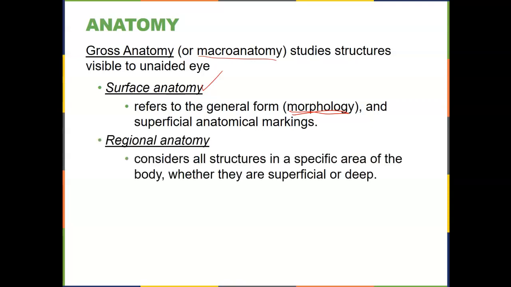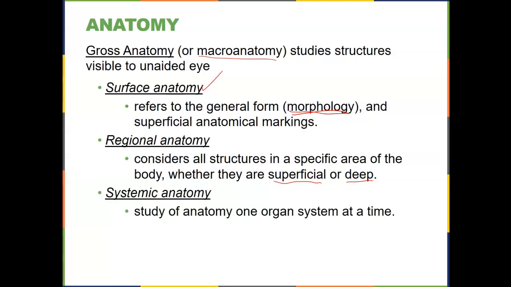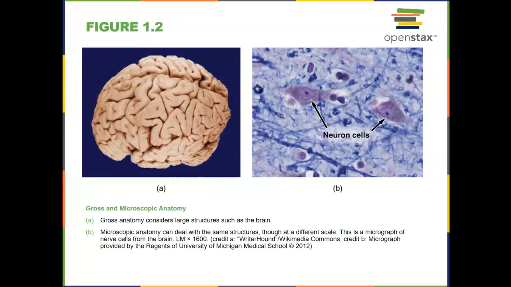We have regional anatomy. This looks at all the structures in a specific area, and it identifies also whether or not those structures are superficial or shallow, or deep, which is deep in the body. We also have systemic anatomy, and this is where you're looking at anatomy one organ system at a time. So basically, in this particular case, you'd be looking at like the nervous system. So this is gross anatomy in A.